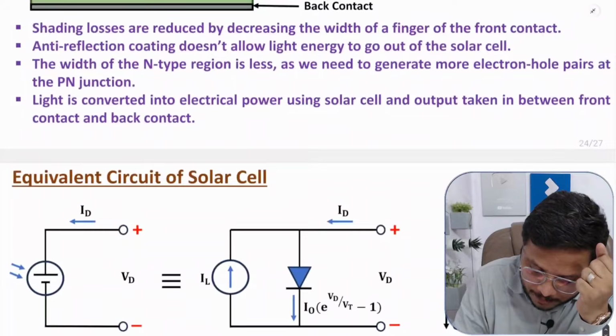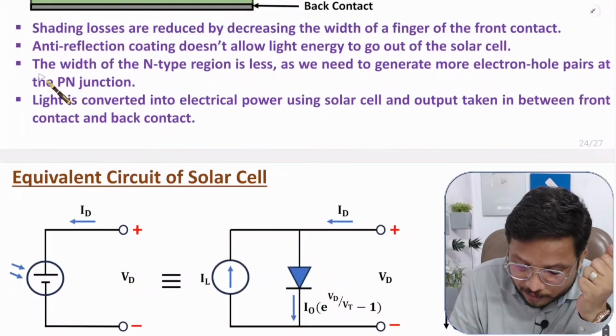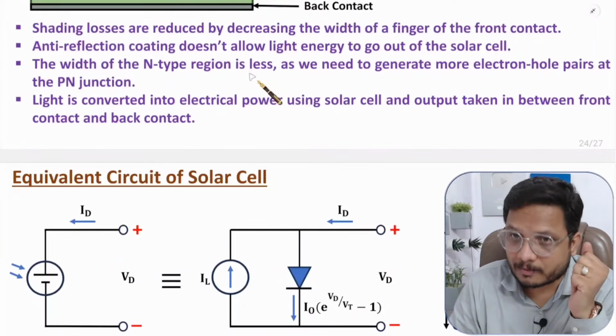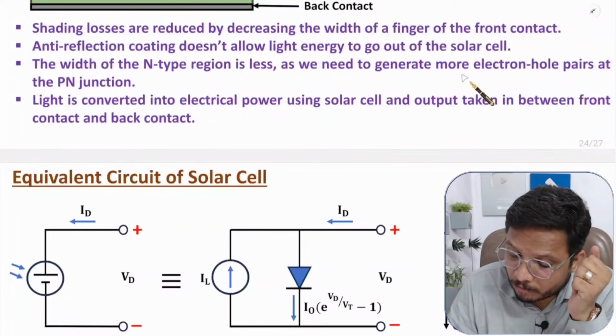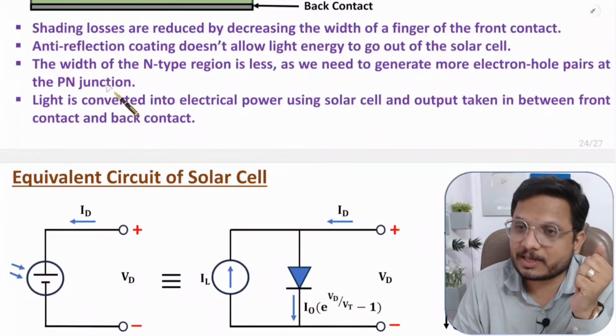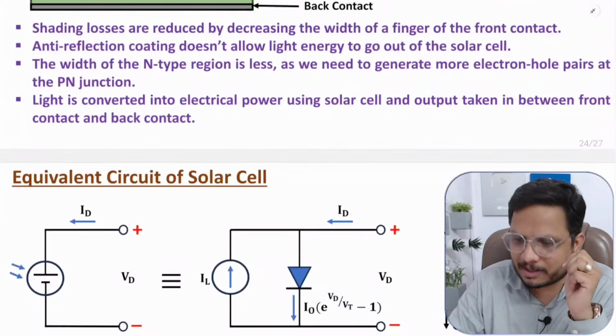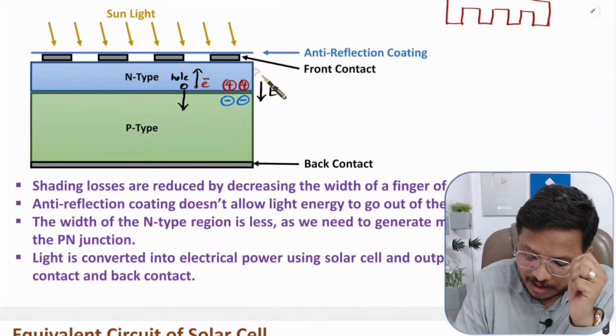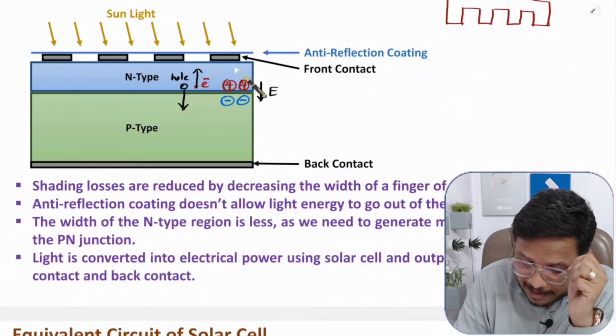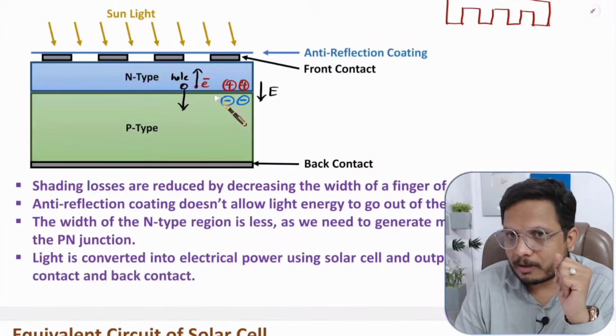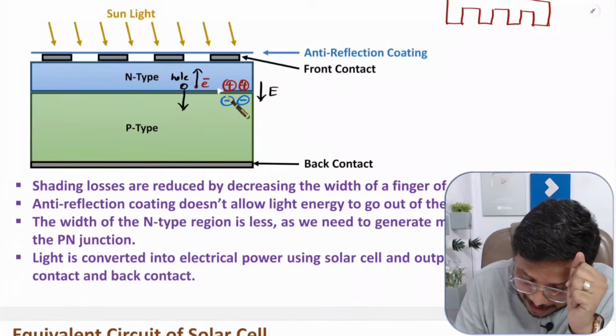Third point, if you observe, see what is written. The width of the n-type region is less, as we need to generate more electron hole pairs at the p-n junction. Now you will be thinking, why is it mentioned? Here the n-type region is there and its width is less. In the figure you can observe. Now as this width is less, what happens?